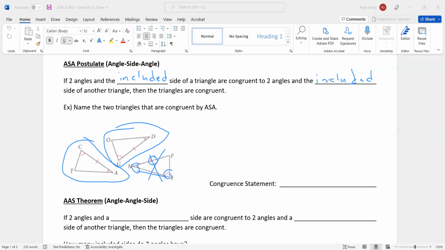So it's those 2. The congruent statement here would be triangle CAT is congruent to triangle C matches up with G, A matches up with D, and T matches up with O. Okay, so that's angle, side, angle.